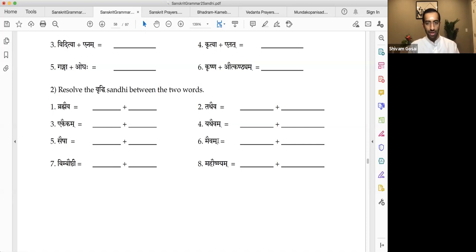Number 6, maivam. Ma evam. Ma means may not, so not. Ma evam. May this not, well, there's no sentence. You have to create a sentence, but it means not only. Not alone.